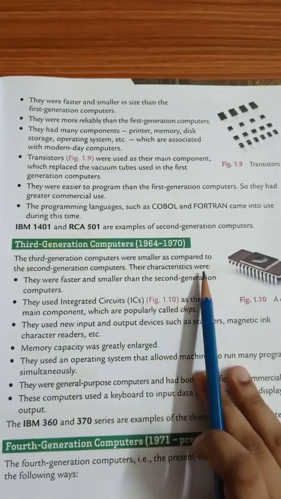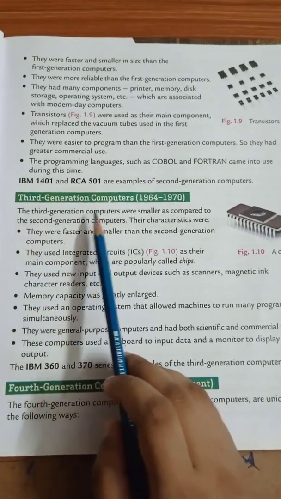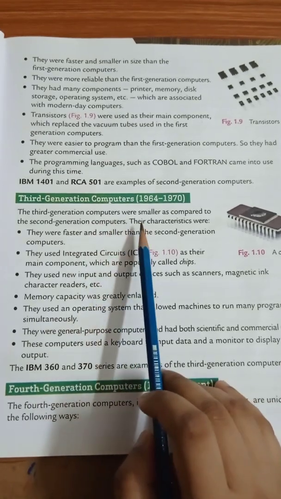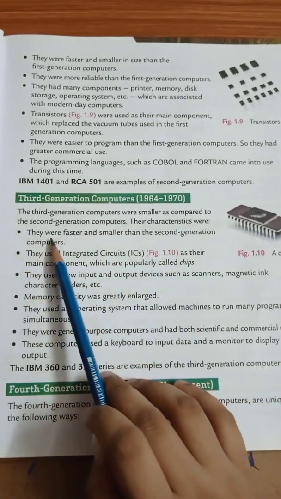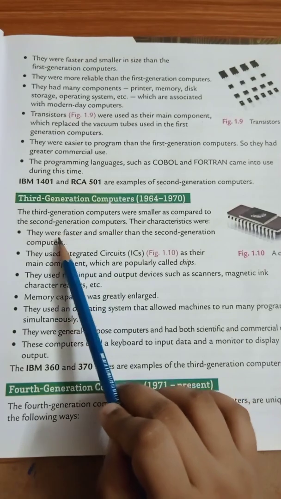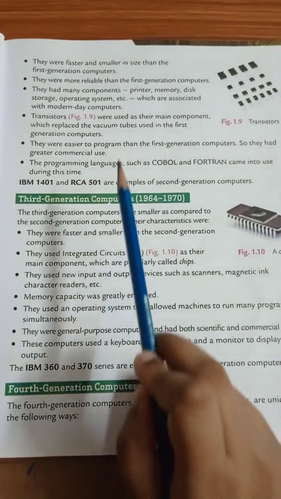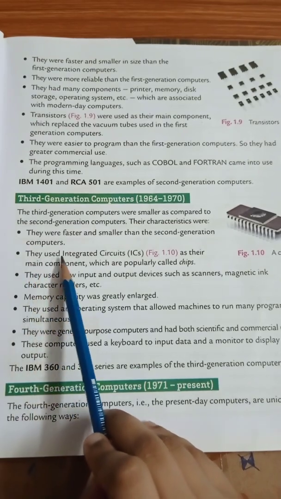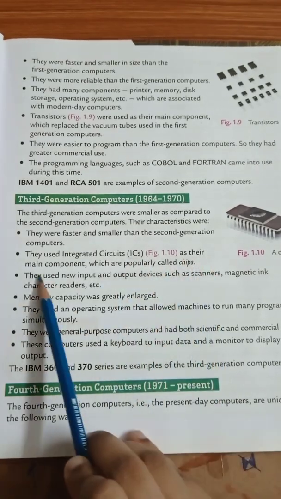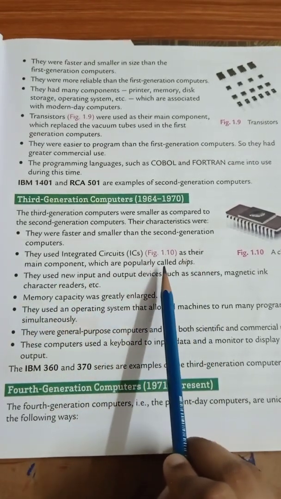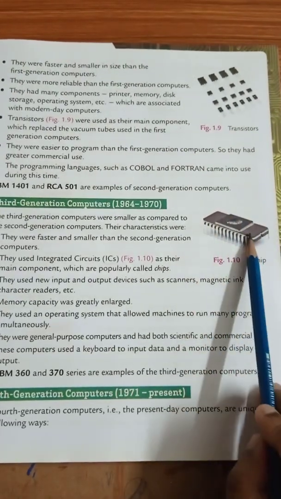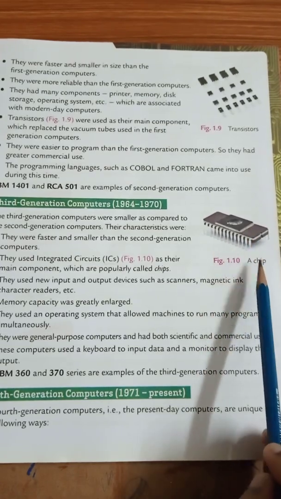Next is third generation computers. The third generation computers were smaller as compared to the second generation computers. Their characteristics were they were faster and smaller than the second generation computer. So size of the third generation computer is smaller than the second generation computer. They used integrated circuits, short form ICs, as their main component, which are popularly called chips. This is the picture of IC, integrated circuit, also known as chip.